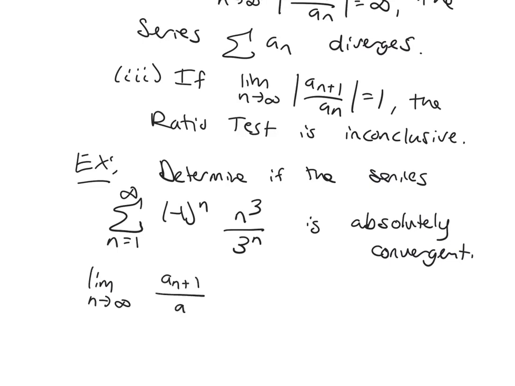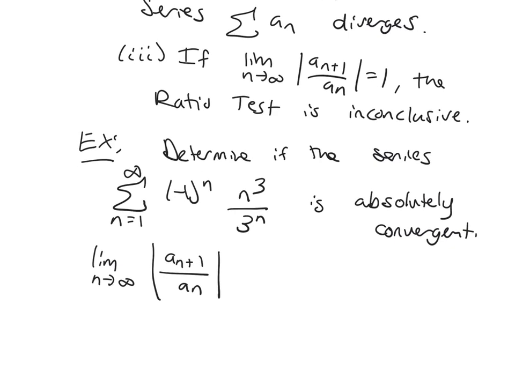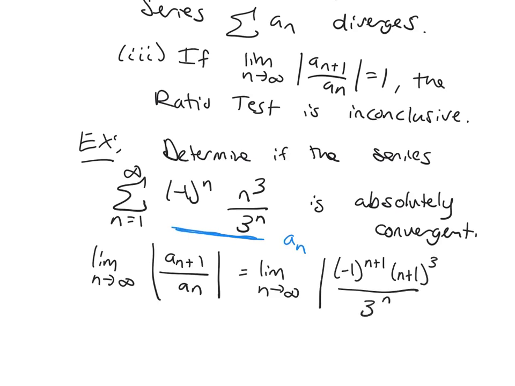a_(n+1) over a_n. So whatever's in your series, this here, this is my a_n, okay? I need to start with a_(n+1), so I'm going to plug in n plus 1 everywhere there's an n. The limit as n goes to infinity, the absolute value, negative 1 to the n plus 1, times n plus 1 cubed over 3 to the n plus 1.